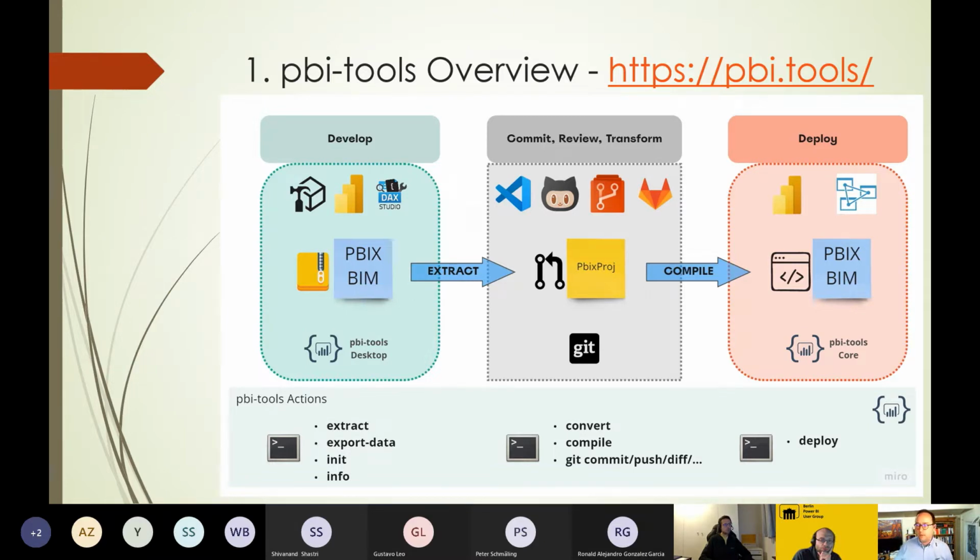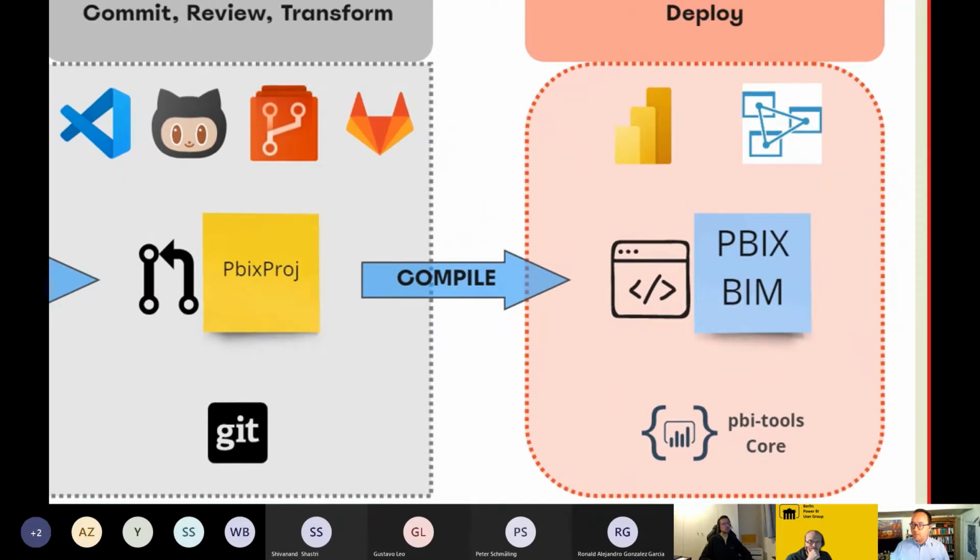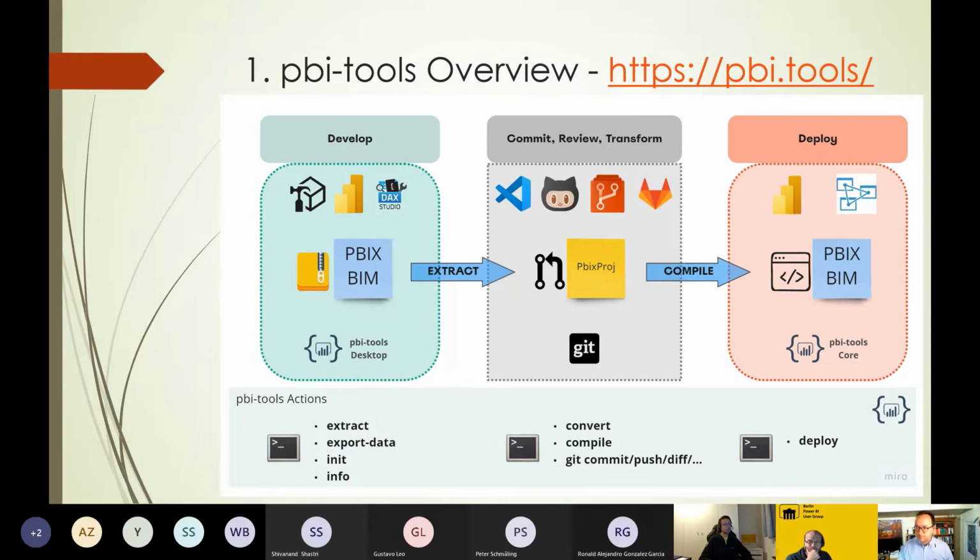So now we can actually use tools like GitHub, Azure DevOps, GitLab, and VS Code to engage with those source files. And we can then go one step further and recompile those sources back into a PBIX file to deploy it into Power BI service, for instance, or to actually continue work on someone else's changes in someone else's branch locally. And pbi-tools allows all of that. Extract and compile are two example commands, which we're going to see in a second.